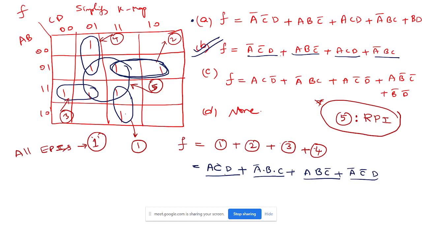Yes, obviously, no. Because the question is what? Simplify, right? Here you see. You need to simplify. Means you have to reduce as many literals as possible. Correct? Otherwise, what is the point of doing all this, right?